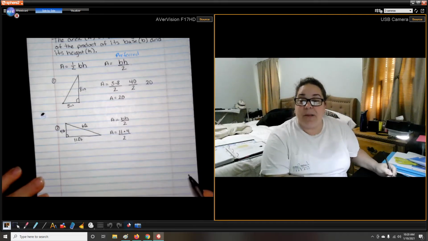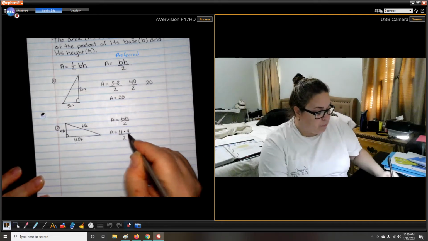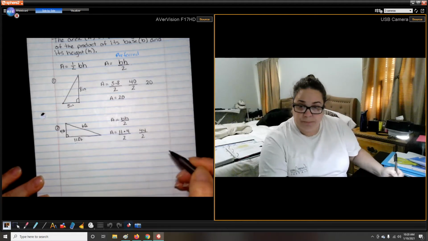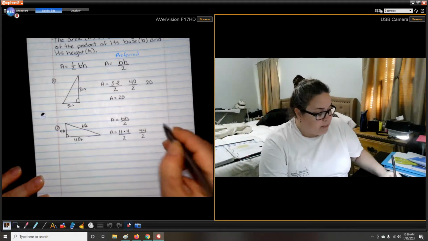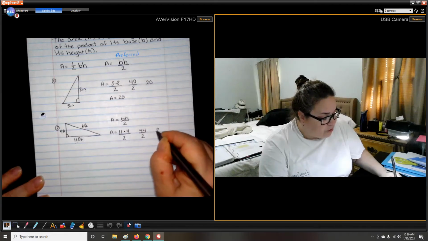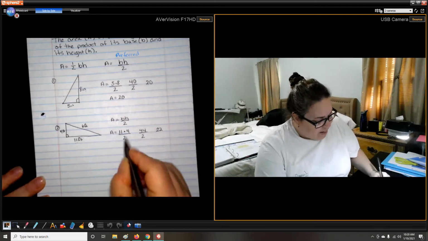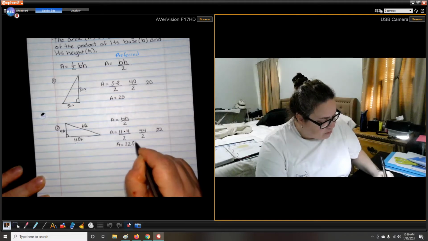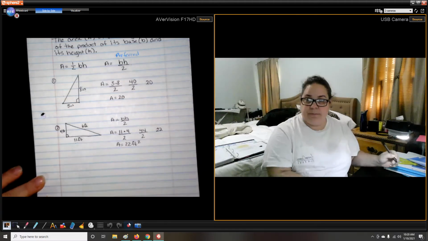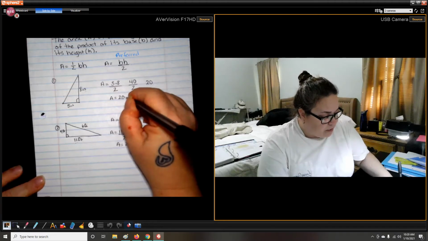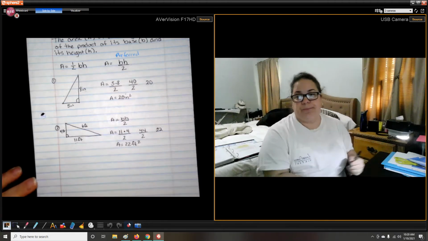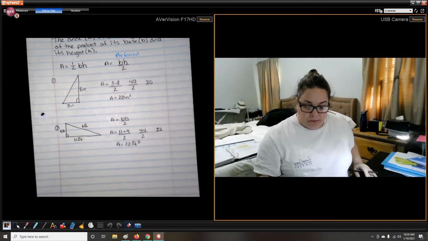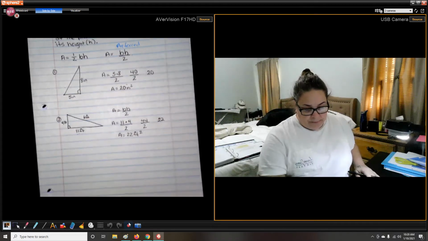Okay, now I multiply straight across. 11 times 4 is 44, still divided by 2. And 44 divided by 2 is 22. So area equals 22 feet squared. And I just realized I forgot to put inches squared on that last one too. Okay. All right, let's work through one more example together.